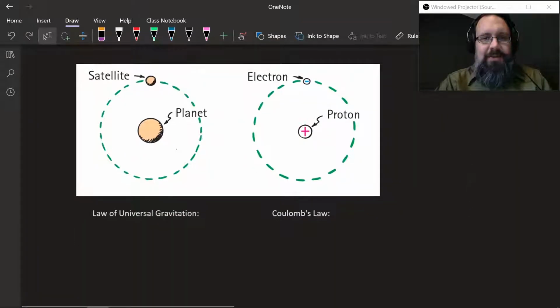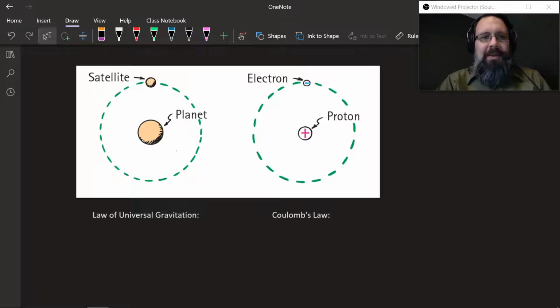All right, so here's that picture again: a satellite going around the planet is very similar to an electron going around a proton. Obviously, they're at completely different size scales, where the planet is a really huge scale, and the atom is a tiny, tiny thing. But both laws of physics apply whether you're talking about the tiny scale or the large scale.